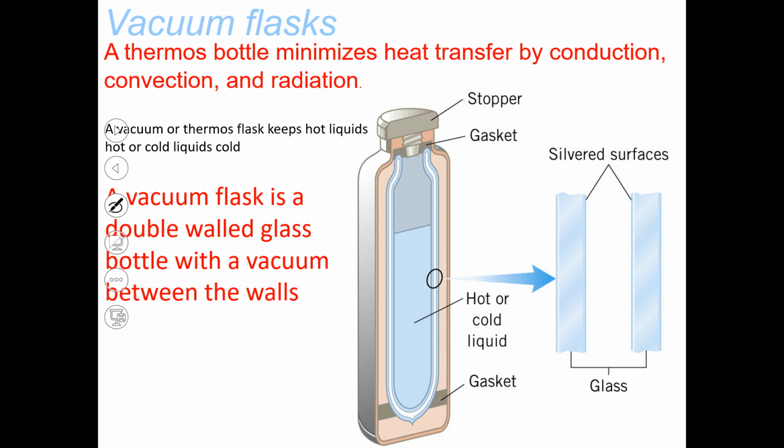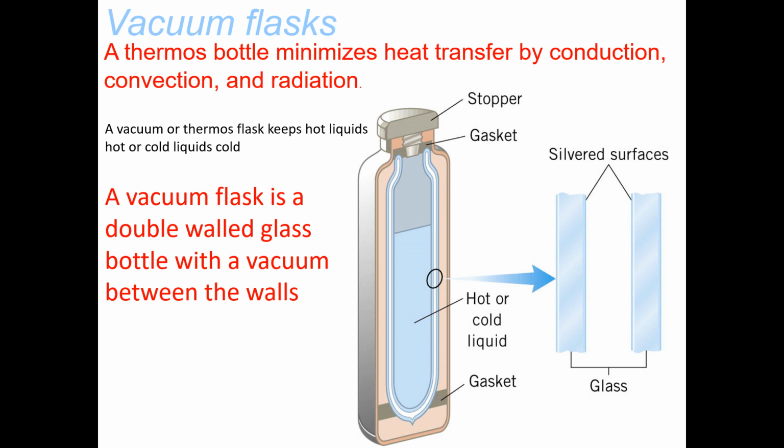Vacuum flask. The thermos bottle minimizes heat transfer by conduction, convection, and radiation. A vacuum or thermos flask keeps hot liquids hot or cold liquids cold.